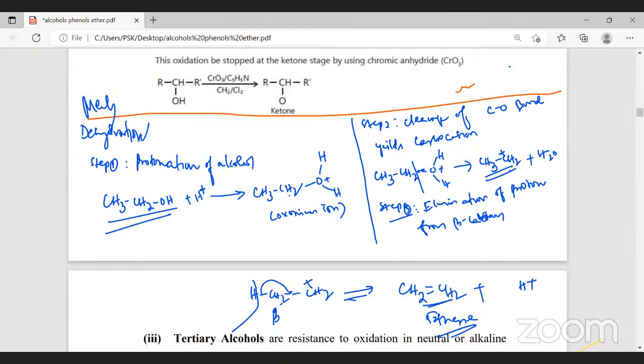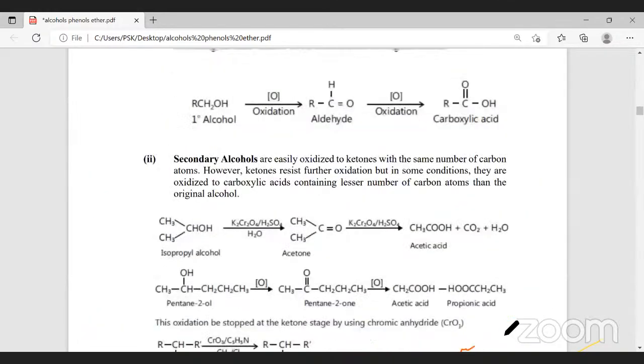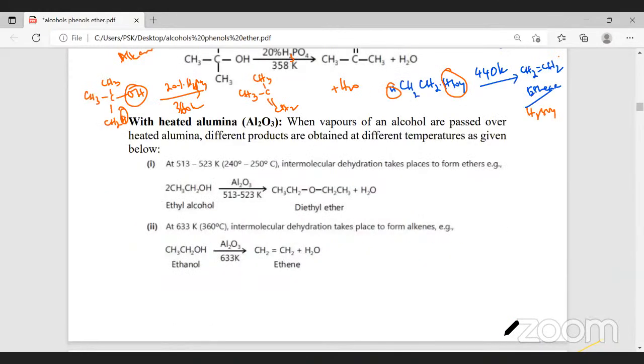We learned a lot today. Now we have to learn some more chemical properties and go for phenols, all that. Possibly tomorrow we will continue. All right. Any clarification, Lakshmi? I'll stop the class now. If you have any clarification, you can ask.